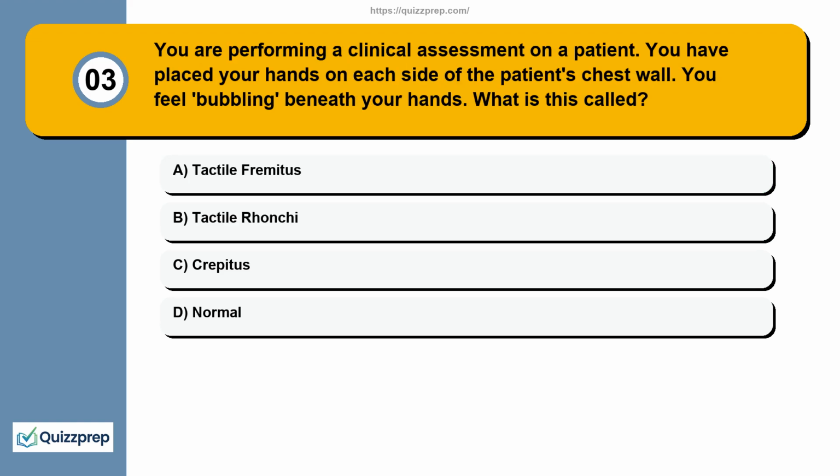Question 3. You are performing a clinical assessment on a patient. You have placed your hands on each side of the patient's chest wall. You feel bubbling beneath your hands. What is this called? Tactile fremitus, tactile rhonchi, crepitus, normal.